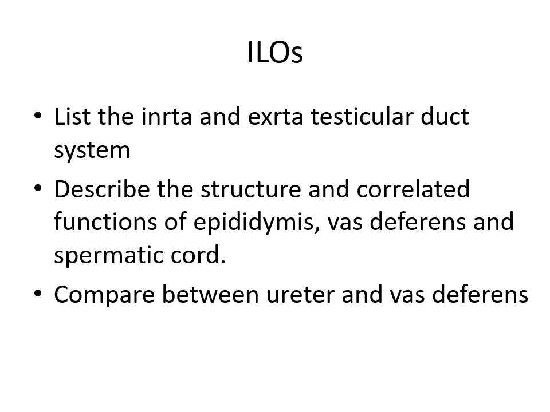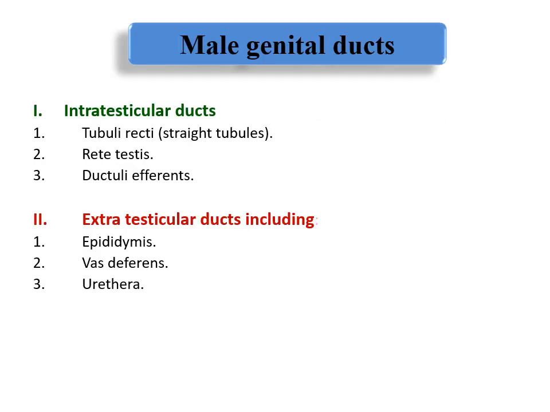Now for the duct system. The male genital ducts are of two types: intratesticular, meaning they are inside the tunica albuginea of the testes, and extratesticular, which are outside the tunica albuginea. The ductus efferens is the duct that passes through the tunica albuginea itself and goes on to join together to form the epididymis. So you have three intratesticular ducts, and another three extratesticular ducts.